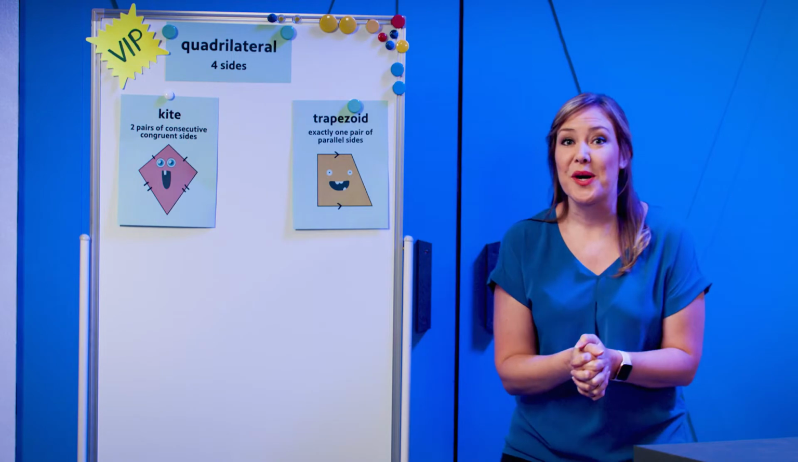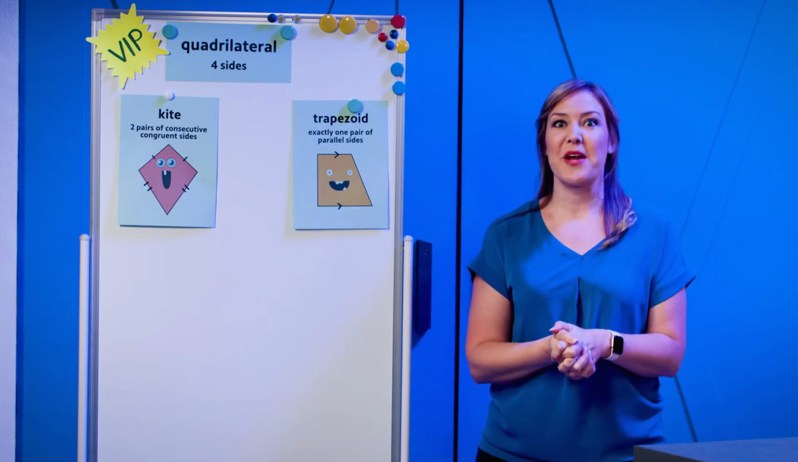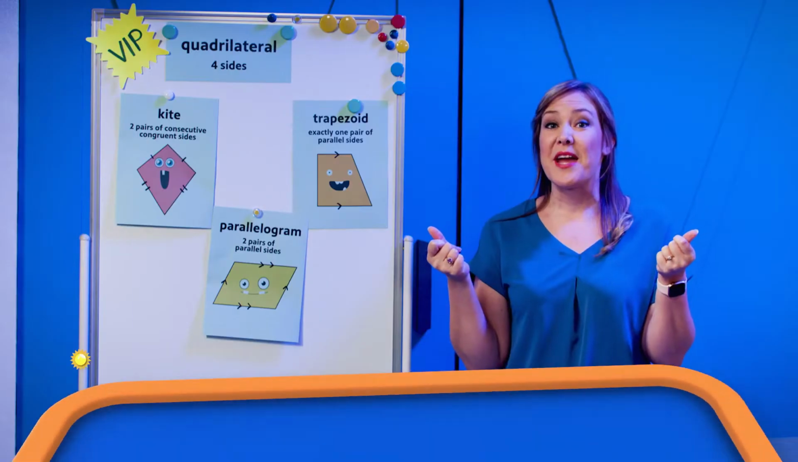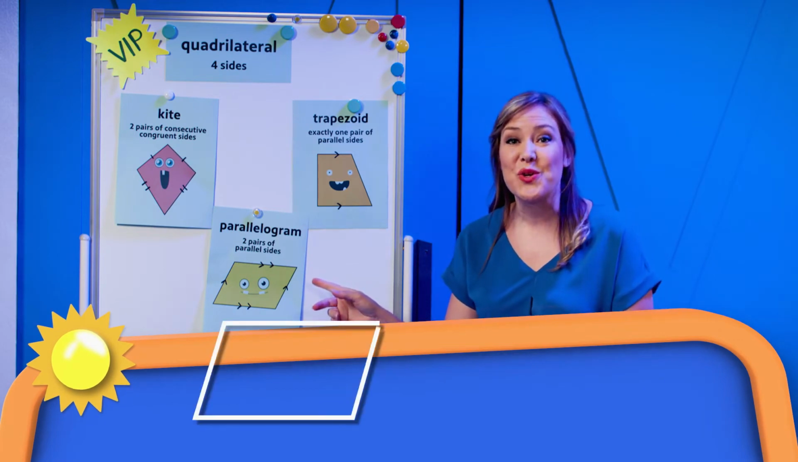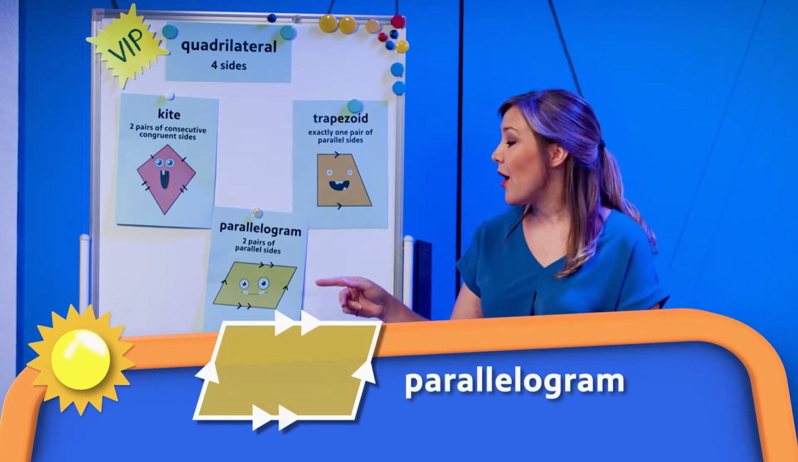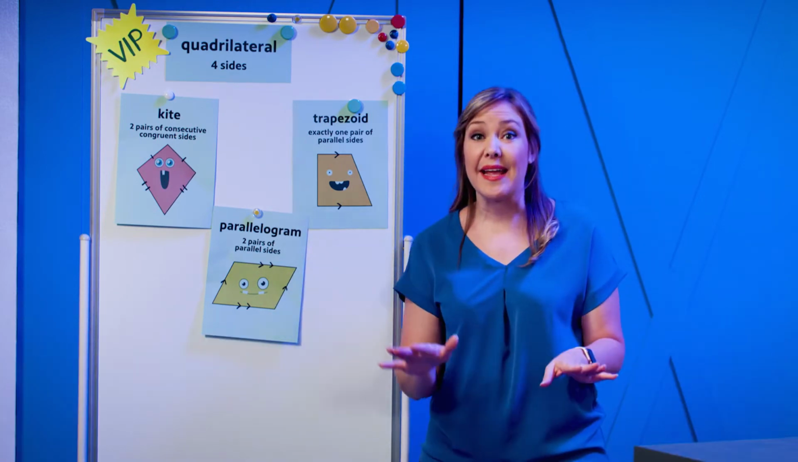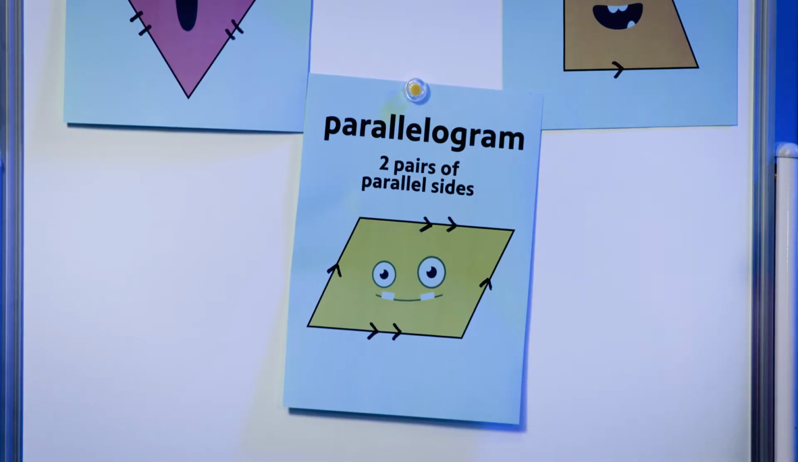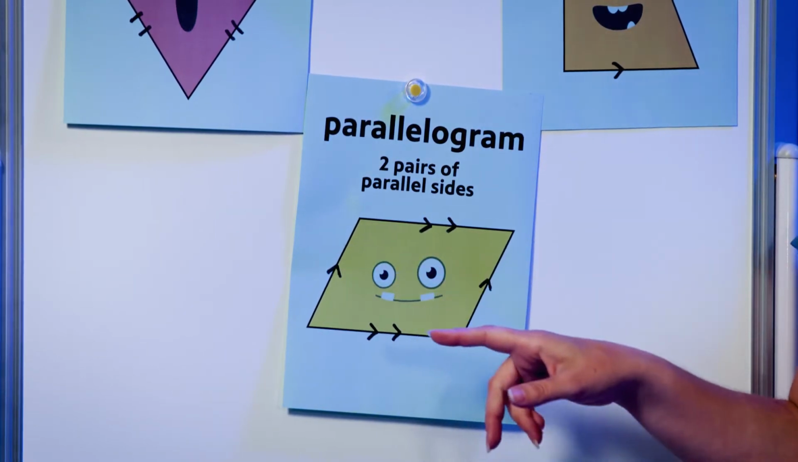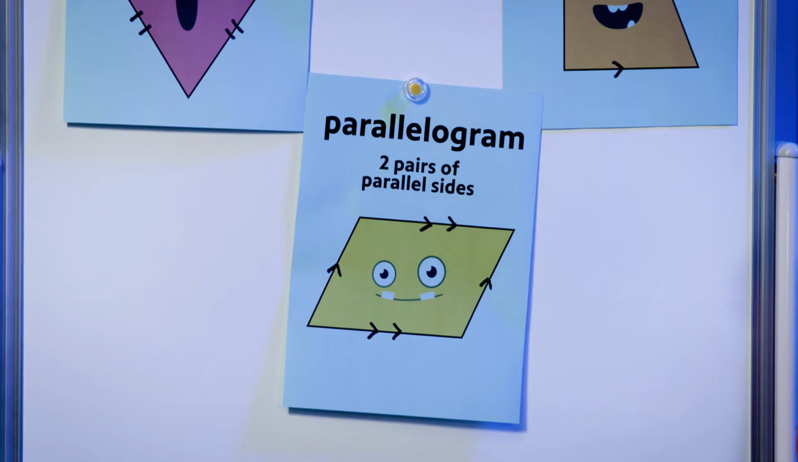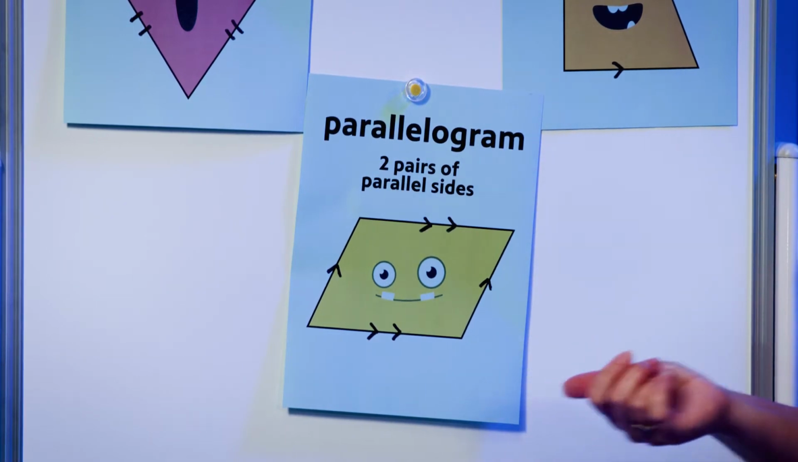Now, the next quadrilateral I need is a parallelogram. The parallelogram has 2 pairs of parallel sides marked with arrows. Opposite sides are both parallel and congruent. Now remember, congruent just means the same size. Also, the opposite angles are congruent. And the last cool fact about parallelograms is that their diagonals bisect each other.